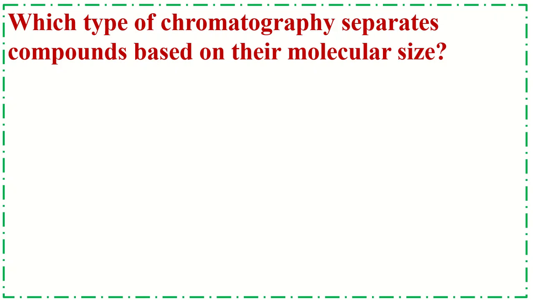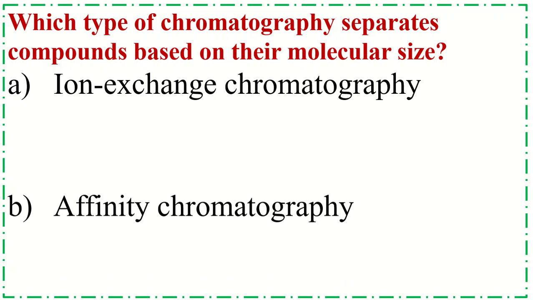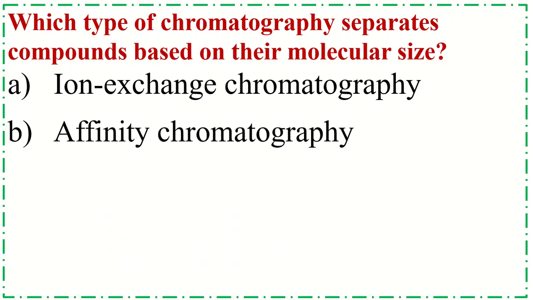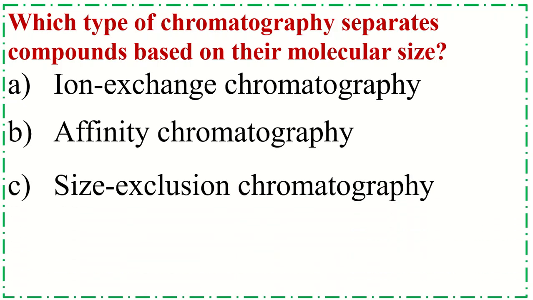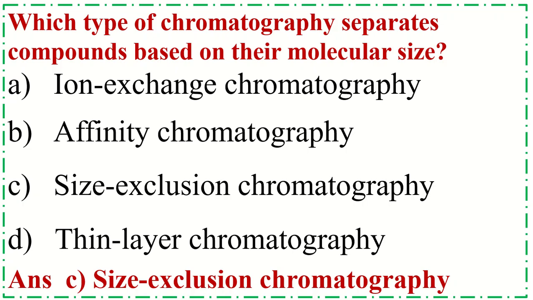Which type of chromatography separates compounds based on their molecular size? Option A ion exchange chromatography, B affinity chromatography, C size exclusion chromatography, and option D thin-layer chromatography. Correct option is C size exclusion chromatography.